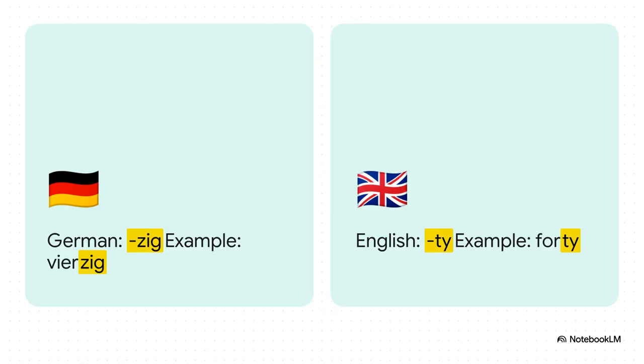And once again, let's connect this right back to English because it makes it so much easier. The German zig is pretty much their version of our T. 40 is 40. 50 is 50. Once you see that parallel, it's not so strange anymore.